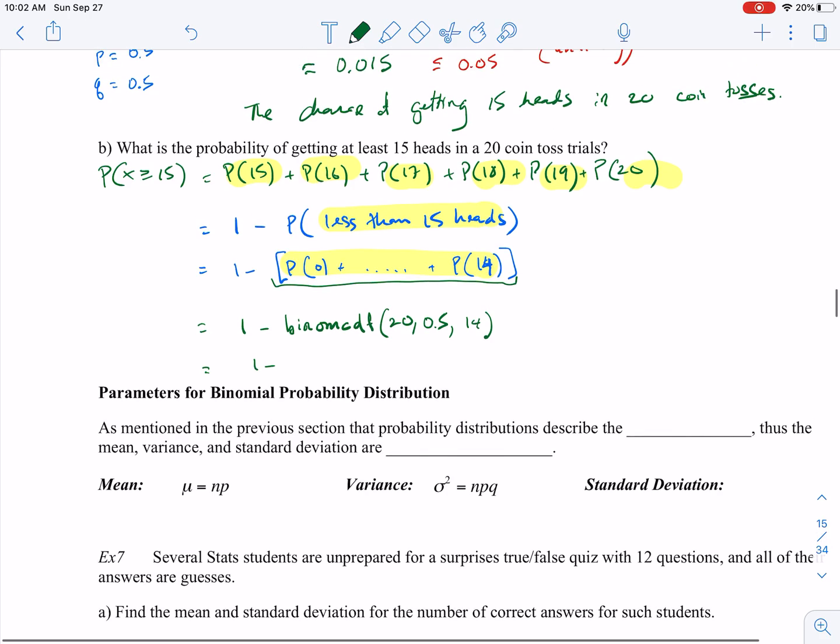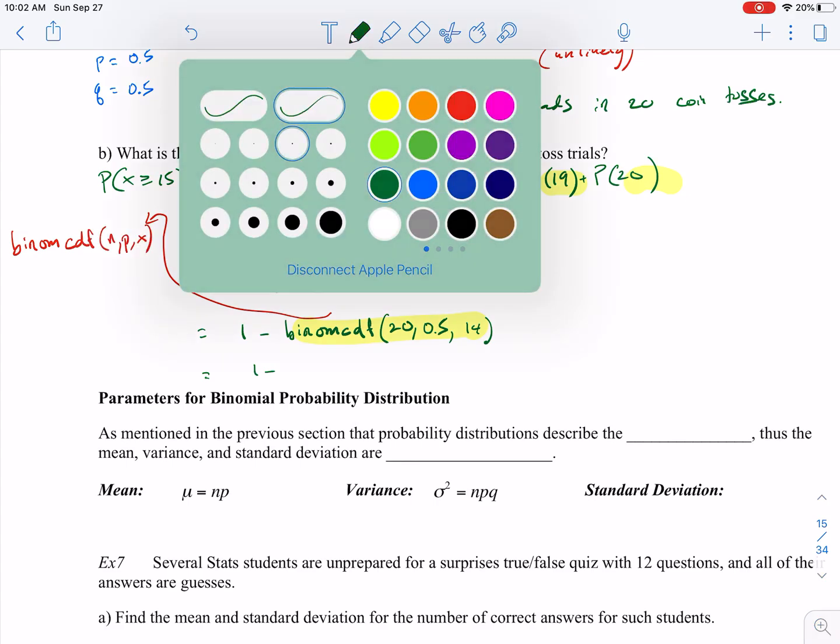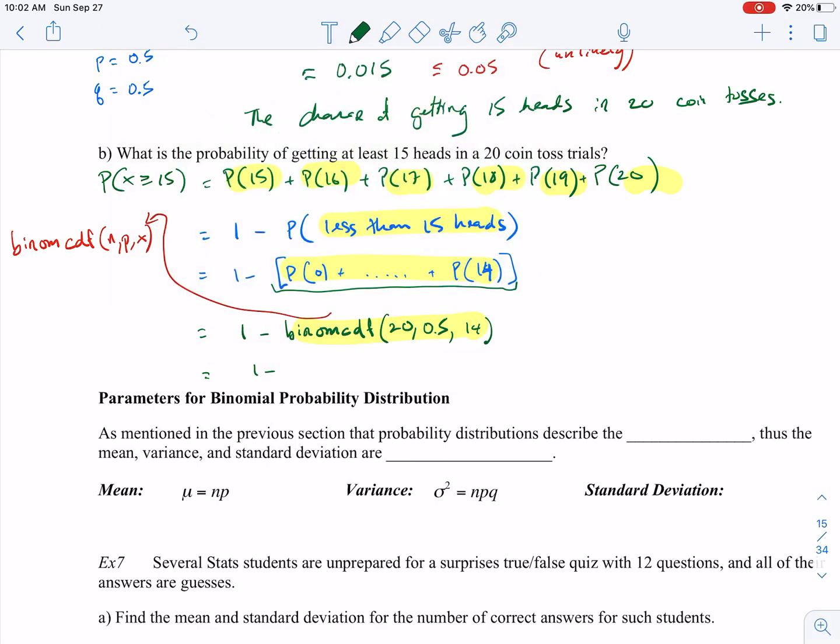Okay, so I'm going to go ahead and take a minute and explain what this is on the side. So binomcdf of n, p, x. Okay, this is the cumulative distribution function. This gives us the sum of probabilities up to x. Okay, whatever the x here is. So in this case 14, so we're going to add the sum up to 14, from 0 to 14.